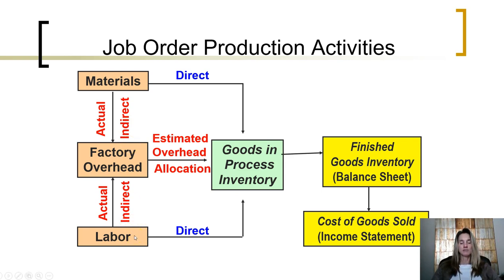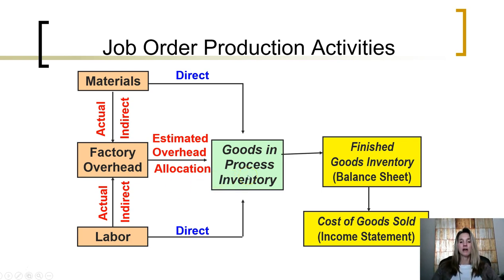Labor cost: the direct labor cost of manufacturing products is recorded directly into goods in process as those labor costs are incurred. Actual indirect labor costs are recorded into a factory overhead account. This factory overhead account can be thought of as a clearing account. This account will keep track of actual factory overhead costs as they are incurred.